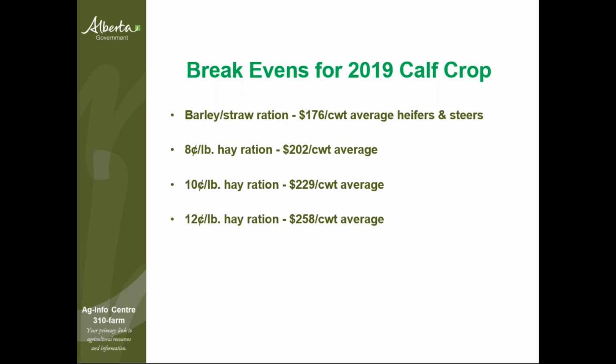Then we get into the 12-cent a pound ration, $258 a hundredweight. I guess we're going to have a crystal ball, and that's what Jason's going to give us, and that's going to be the segue into Jason's presentation.